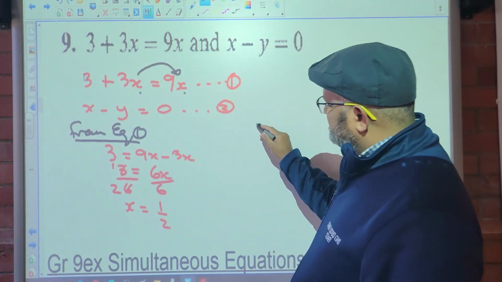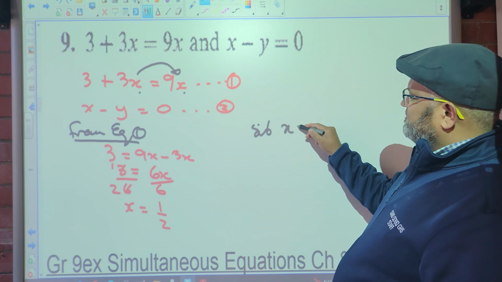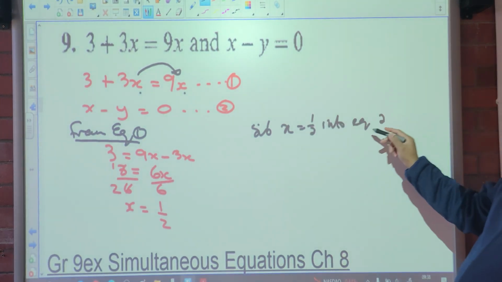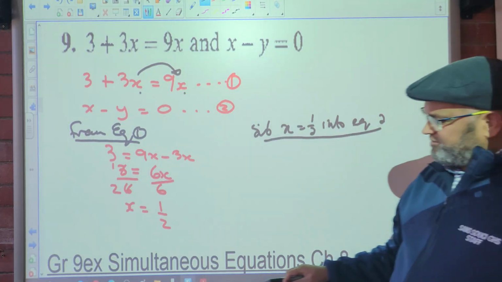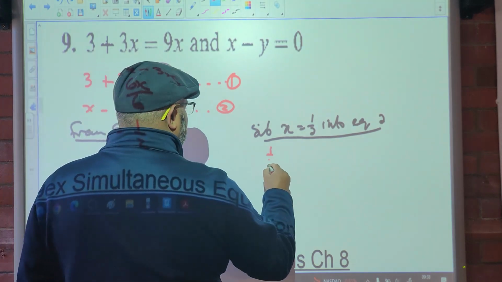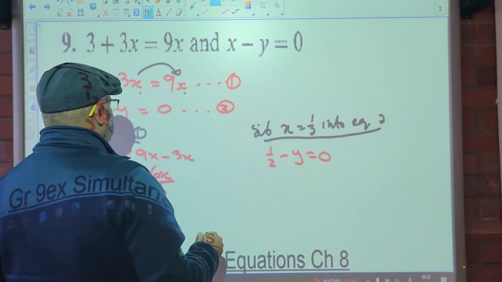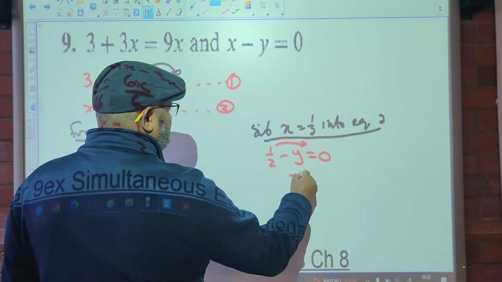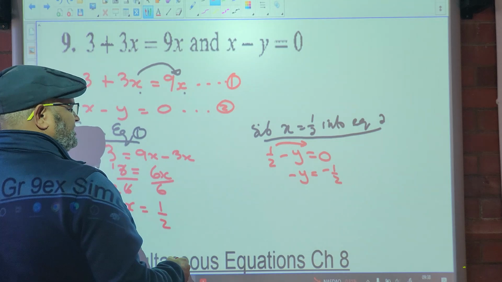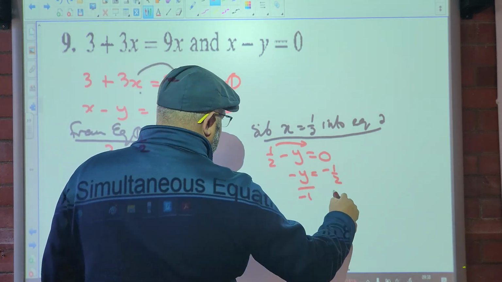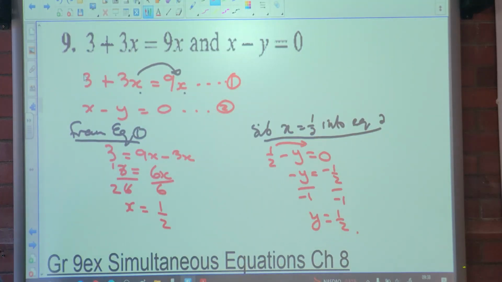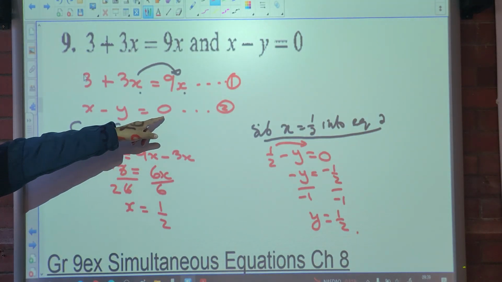What do we do now? We'll substitute x is equal to half into equation 2. Because this was derived from equation 1, I go with the other one. So I say half minus y is equal to 0. We get y over the equal sign. So negative half, y is equal to negative half. How do I get y on its own? Divide by negative 1. So y is equal to half.